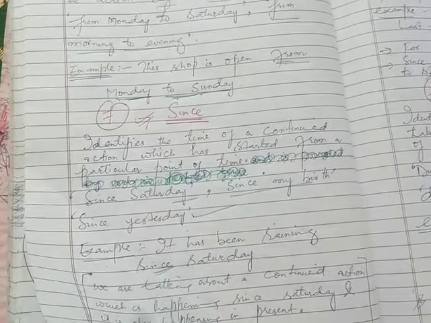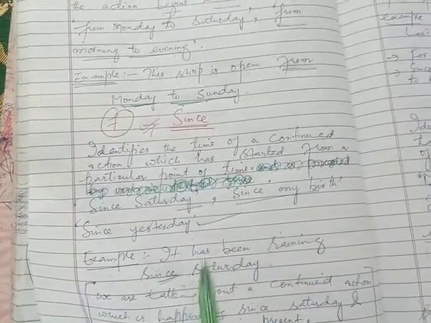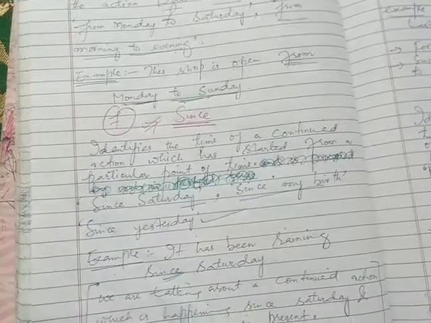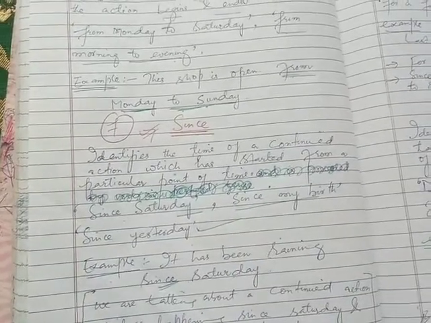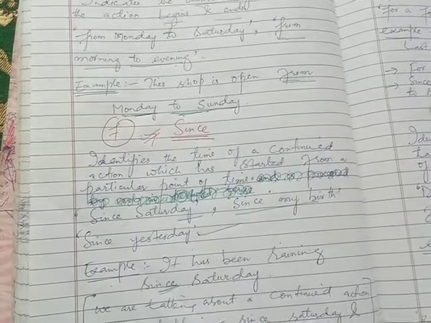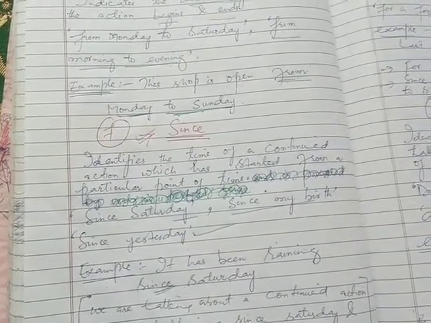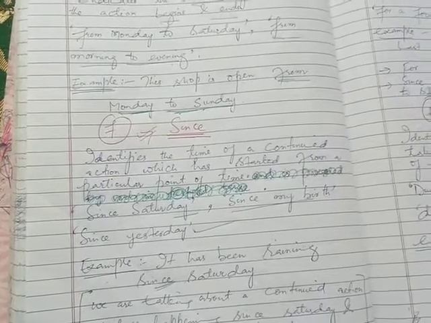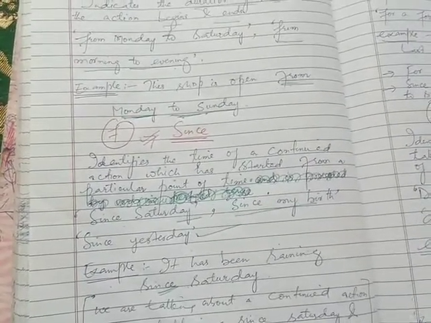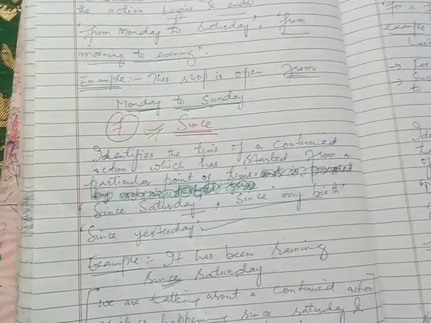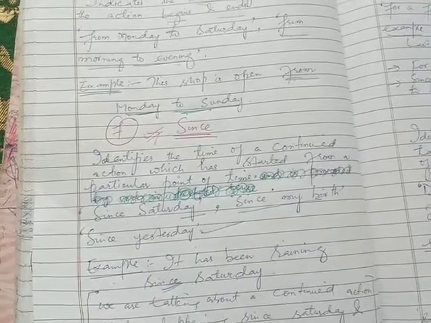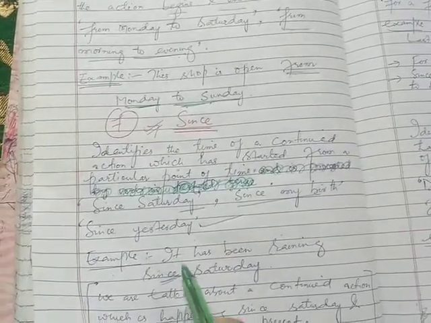यहाँ पे हमने since का इस्तेमाल किया. My dear students, आप इस sentence को गौर से देखिए. It has been raining since Saturday. Actually, here we are talking about a continued action which is happening since Saturday, and it is also happening in present. It is a continued action which has started from a particular point of time, but it still continues. Okay, it's also happening at present. That's why we use since here.